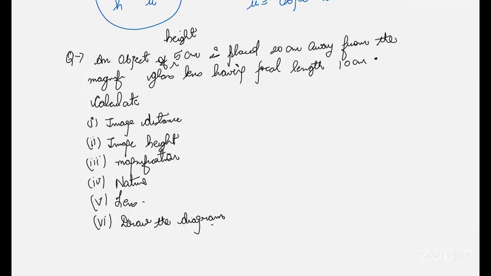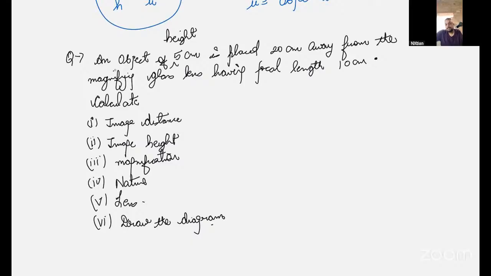An object of height 5 centimeters is placed 20 centimeters away from the magnifying glass lens having focal length 10 centimeters. Calculate image distance, image height, magnification, nature of the lens, and the diagram.